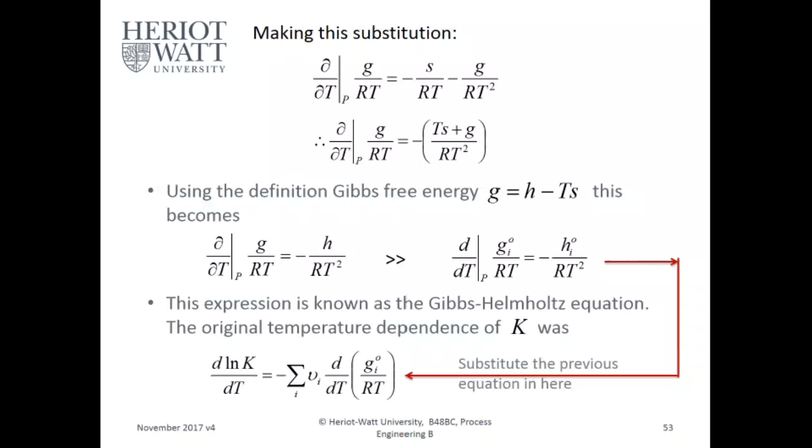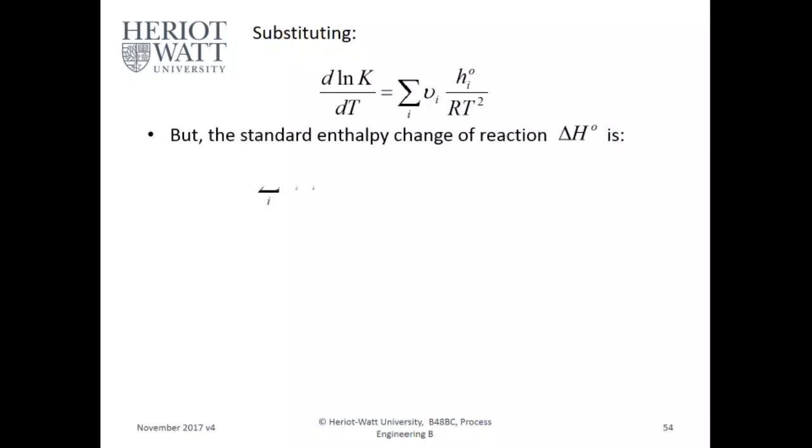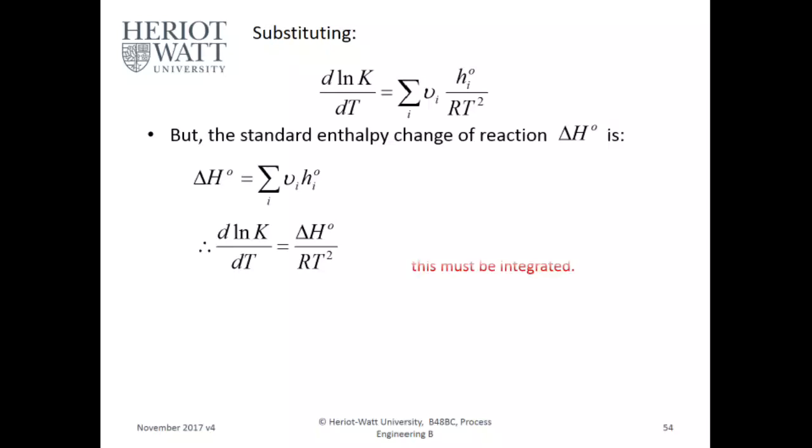So if you substitute the previous equation here, you'll get d log of K over dT equals the sum of νi Hi over RT squared. The standard enthalpy change of a reaction, delta H zero, is delta H equals the sum of νi, the stoichiometric coefficient, times Hi, the molar enthalpy, and d log of K over dT equals delta H zero over RT squared. To adjust the equilibrium constant from one temperature to another, this must be integrated.